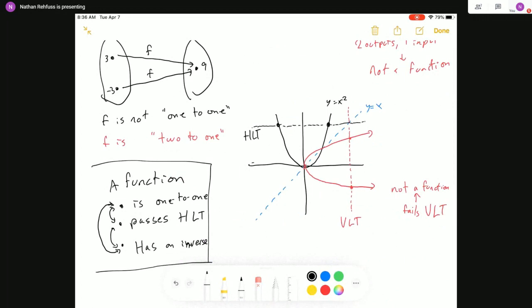All right, so that is the geometry of inverse functions. Let's go on, unless there's any questions. All right.